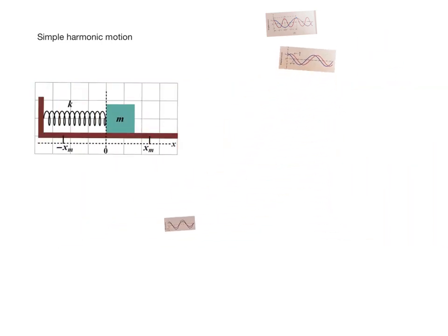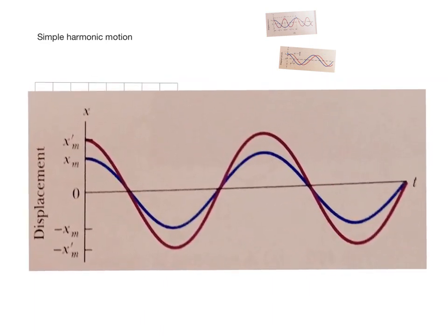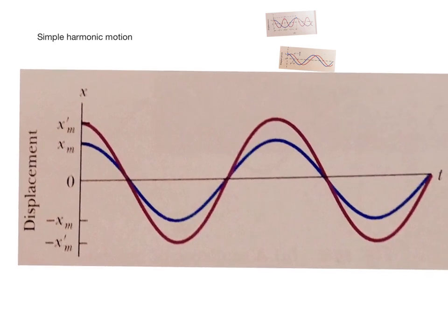So the other value to change would be the amplitude. So two springs identical, two blocks identical. We stretch them out to different starting positions and release them. The graphs will overlap, the periods will remain the same. They just won't reach those maximum displacements.